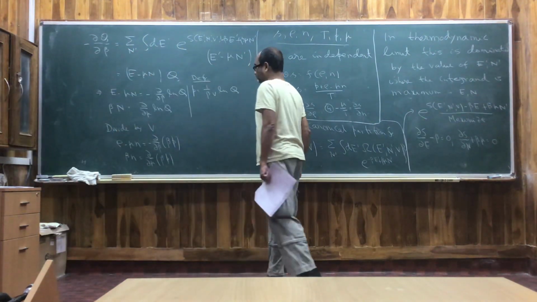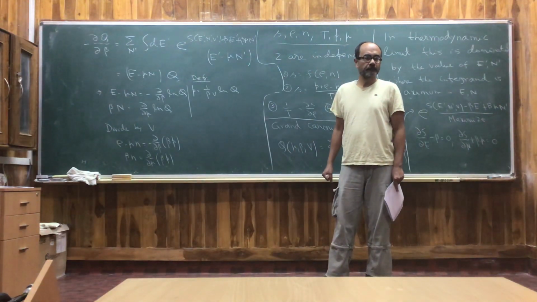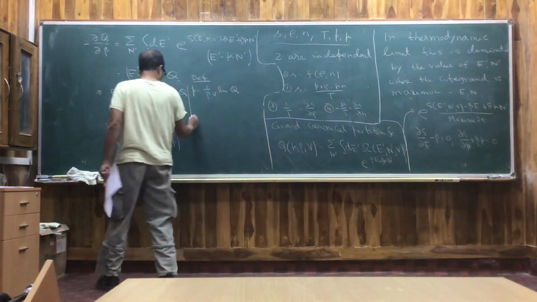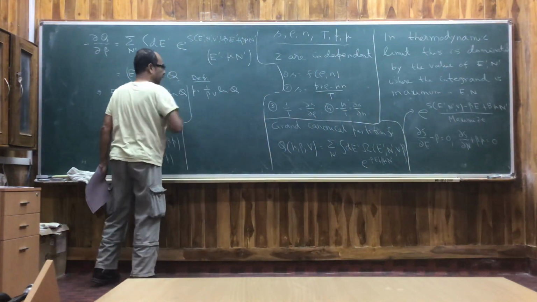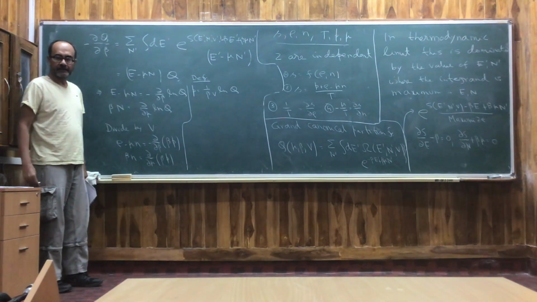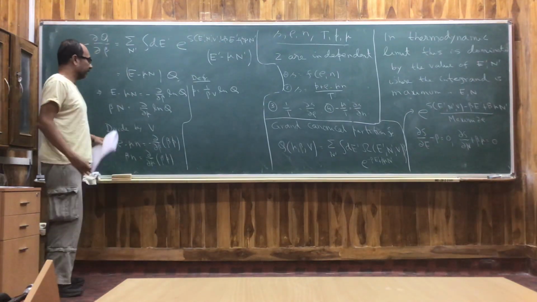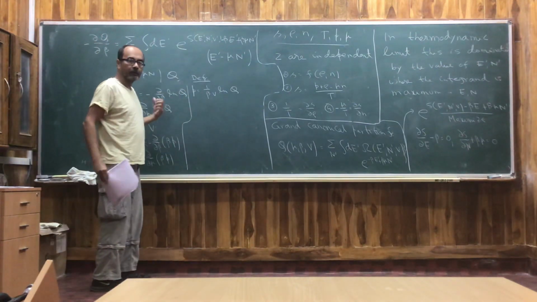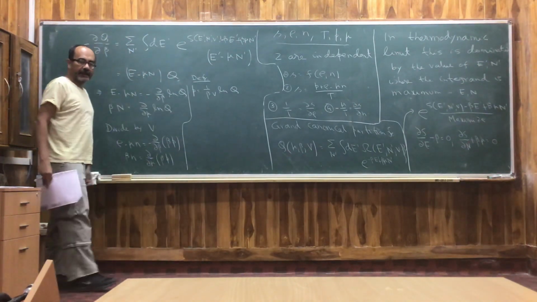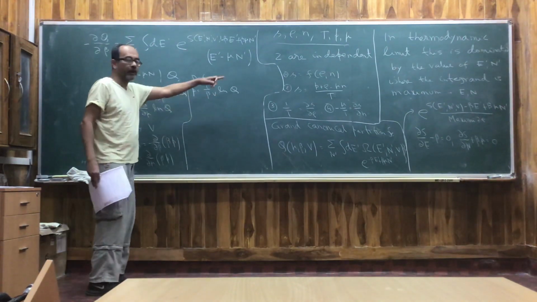Is this clear? Okay, so let's check that this agrees with the earlier definition. Because these are important, you are going to use these to calculate various thermodynamic quantities. Q, the grand-canonical partition function, is much easier to calculate, so we better check that what we are calculating is the same as what we had introduced earlier.